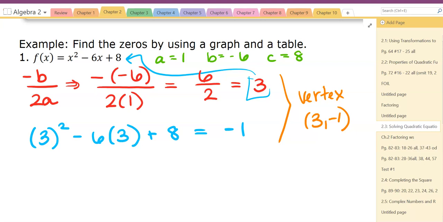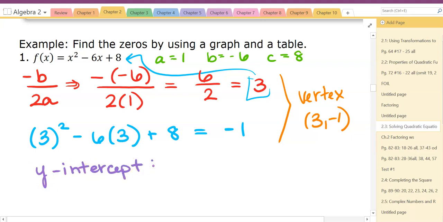Another point that we should be able to pull from the equation is the y-intercept. So remember, the y-intercept comes from the c, which this one, c, is 8. And when we write that as a coordinate, x is always 0, and then it's your c, which is 8. So the y-intercept would be 0, 8.